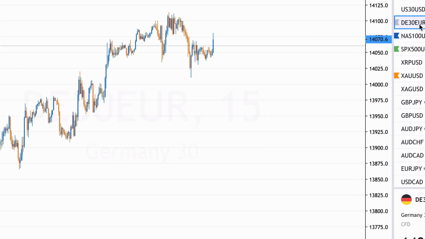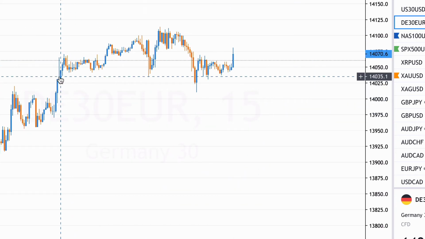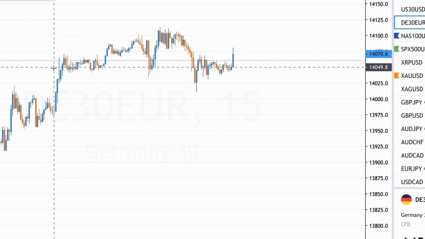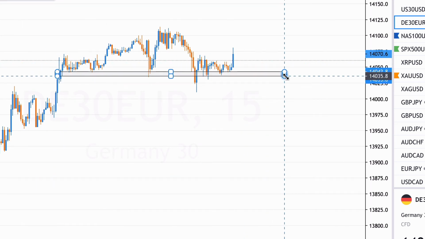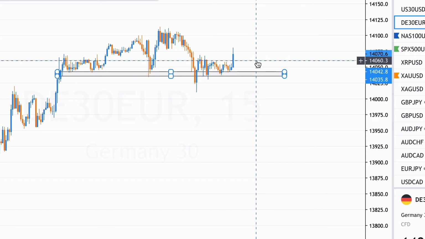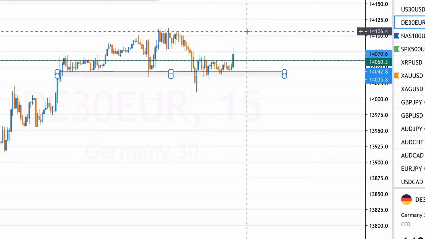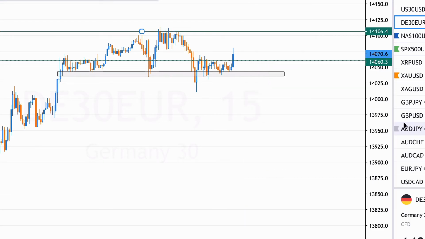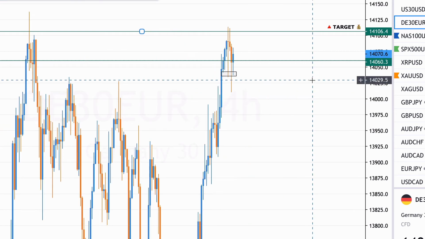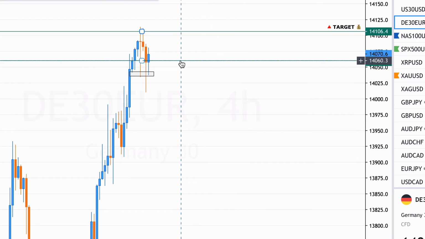All right. German 30 is already set up for you right here. Look at this. This is on the 15-minute. It's already set up. So now you want to see if price will come back around this part and reject. If so, just buy it up into this noise. I'll leave that as it is.